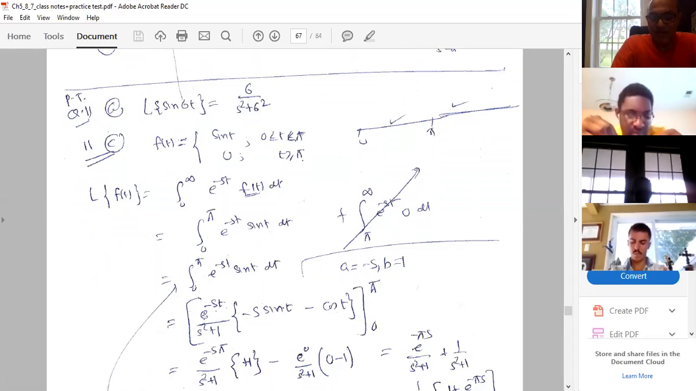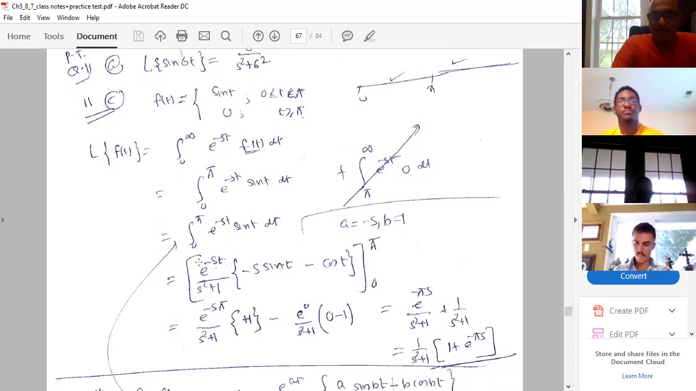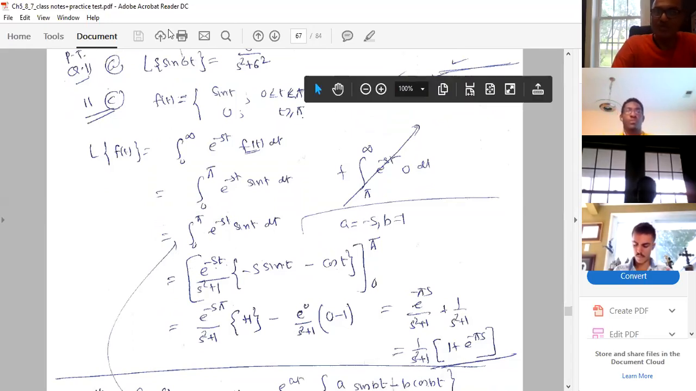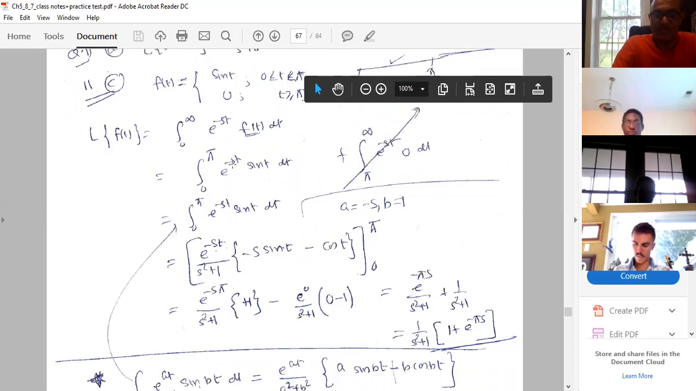So e to the power at, where a is negative s, divided by a square plus b square. A is negative s and b is 1. So it is negative s sine bt, minus b cosine bt, with b equal to 1, cosine t. Plug the values, plug the range, and you get the answer: 1 over s square plus 1 and this term. So you can find the Laplace transform of a discontinuous function also. That is the advantage.